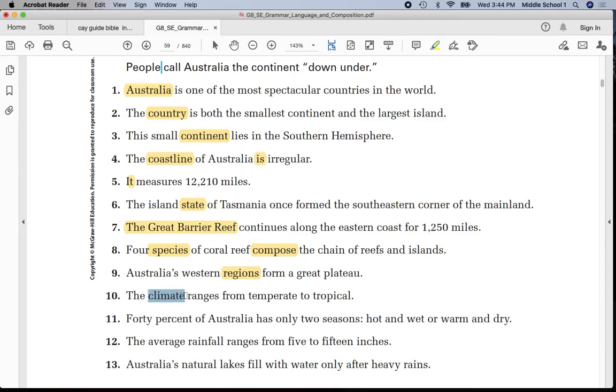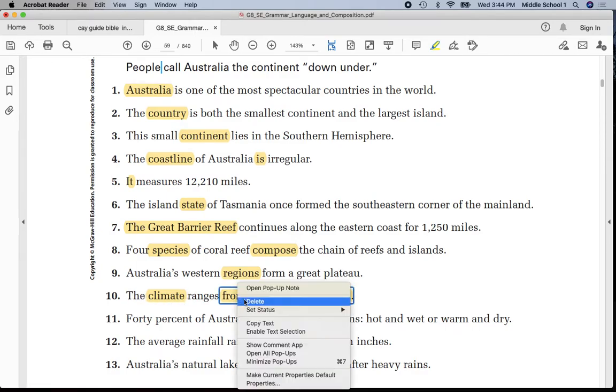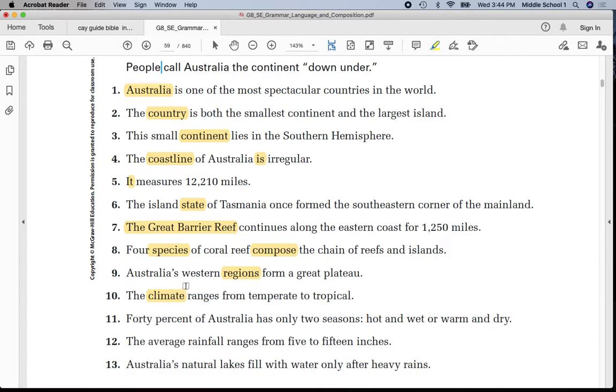Number 10, the simple subject is climate. The climate ranges from temperate to tropical. Climate ranges. Again, I notice in this sentence it ends with 2 prepositional phrases. So really, I only have 3 words in the base sentence, okay? My line goes between climate and ranges.